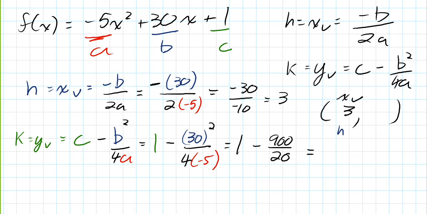Something seems off to me. Okay, hold on. Let's do the division here. 900 divided by 20 is 45. So we get 1 subtract 45. But why is it negative? It should be positive. It should be positive. I'm wondering if I wrote that formula wrong and it's supposed to be the plus that I had before.